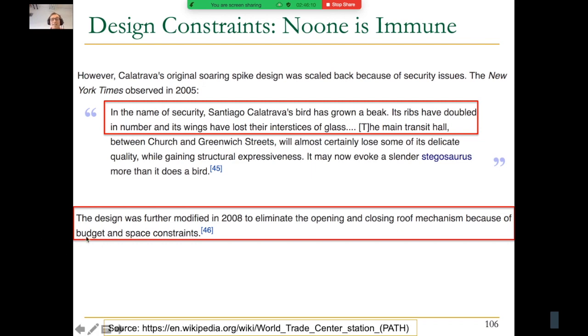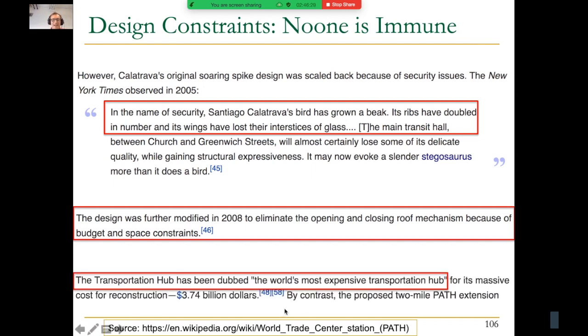This also shows us that there are constraints: space, chip area, budget, cost. Cost is always a constraint, actually. If someone tells you cost is not a constraint, they will hit that constraint at some point. They may not think it's a constraint, but they will hit it. And it turns out this was, at that time at least, the world's most expensive transportation hub. It's almost close to $4 billion. So it's not very cheap.